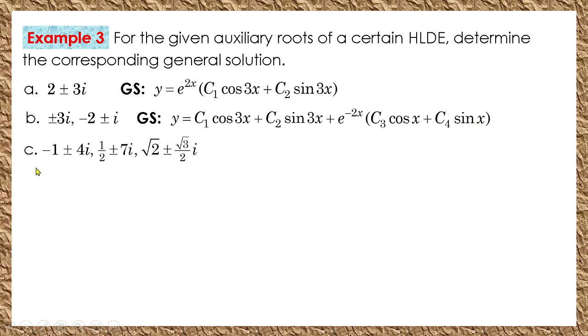Letter C, negative 1 plus or minus 4i. So, this is the first pair. The second pair, 1/2 plus or minus 7i. Third pair, square root of 2 plus or minus square root of 3 over 2 i. So we have 3 sets. So general solution for the first set, e to the negative 1x. So for the angle, ang coefficient ng x, 4. So C1 cosine 4x plus C2 sine 4x.